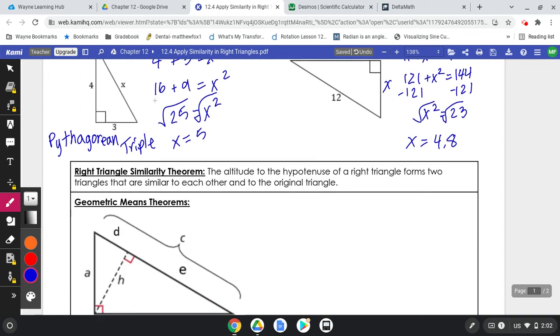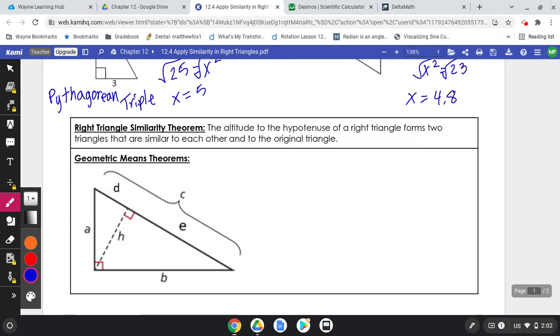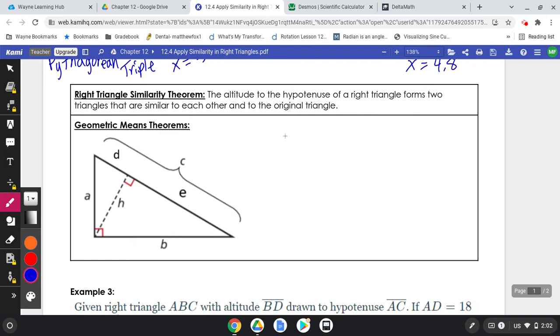All right. So on to the next one here. As we look at this next section, it says right triangle similarity theorem. Okay, this idea is anytime we have an altitude to the hypotenuse of a right triangle. So what that means, altitude is when it goes from one corner, one angle, to the opposite side and forms a perpendicular line with it, or it forms a right angle. So not only is that a right angle, this one also is. So that altitude goes to the hypotenuse.